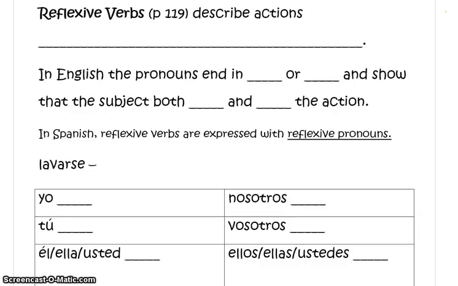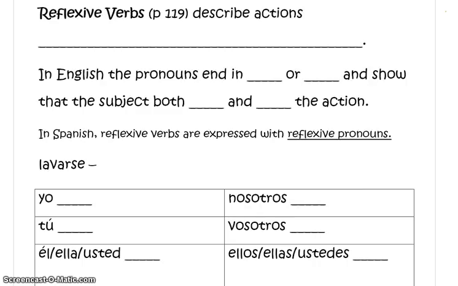Hi students, today we are going to learn what a reflexive verb is and how to conjugate them. A couple of examples of reflexive verbs are some of the words on your vocab list, like lavarse, cepillarse, ducharse, maquillarse. Notice how they all end in se, and that is how we can pick out a reflexive verb.